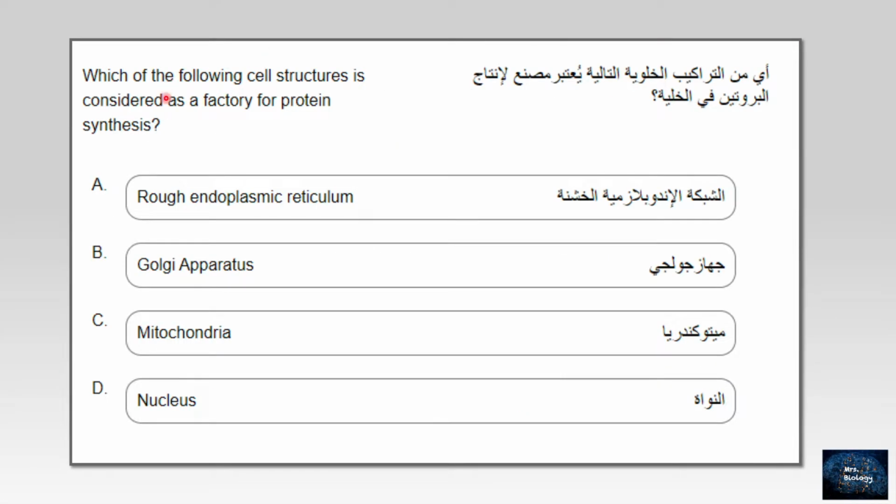Let's read this question. Which of the following cell structures is considered as a factory for protein synthesis? Without looking at the choices, directly all of us will say ribosomes. But it seems that we don't have this structure in our choices. Let's see. A. Rough endoplasmic reticulum.